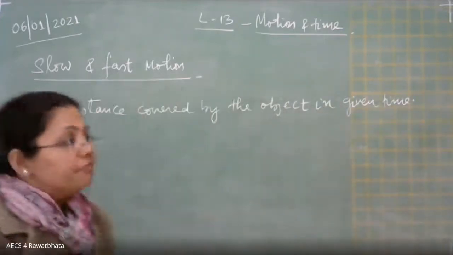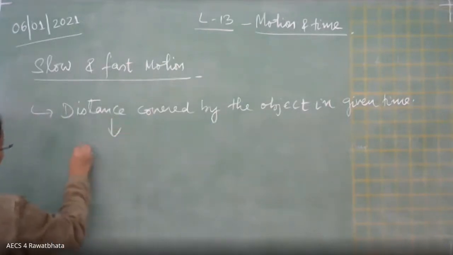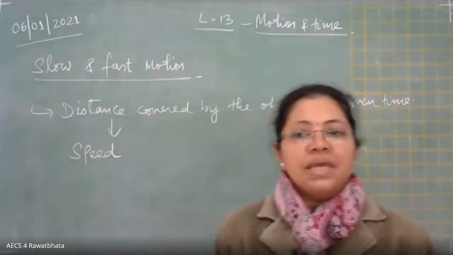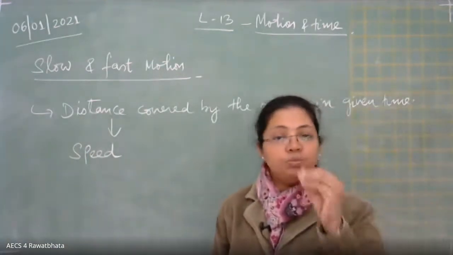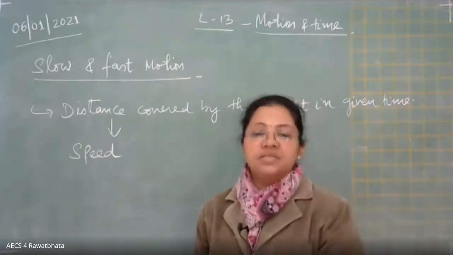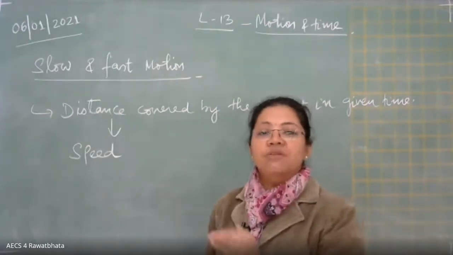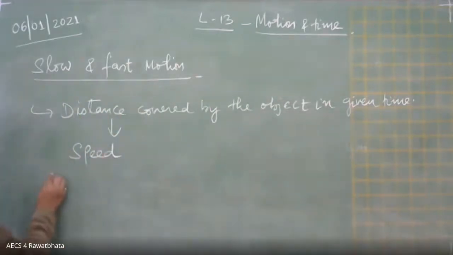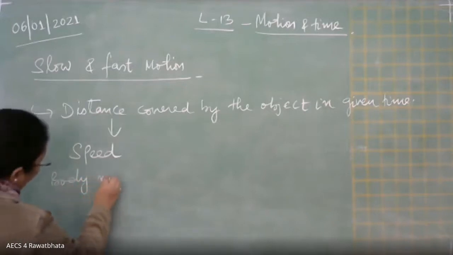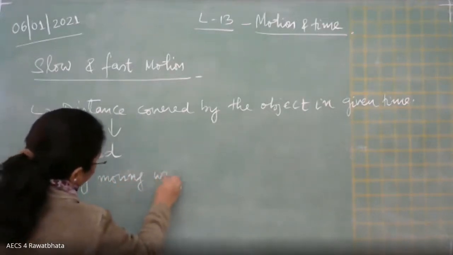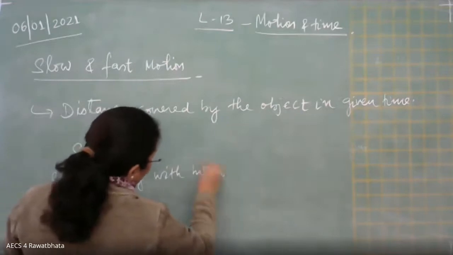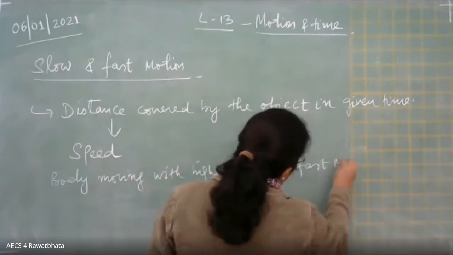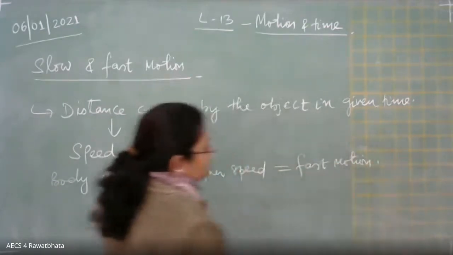So this particular statement, the distance covered by the object in a given time, we call it with the name of a physical quantity, and that physical quantity is speed. So simply in one shortest statement, the object which is moving with higher speed will be said to move in fast motion. अब हम कैसे डिफाइन कर सकते हैं फास्ट मोशन को? That the body moving with higher speed will be said to move in fast motion.